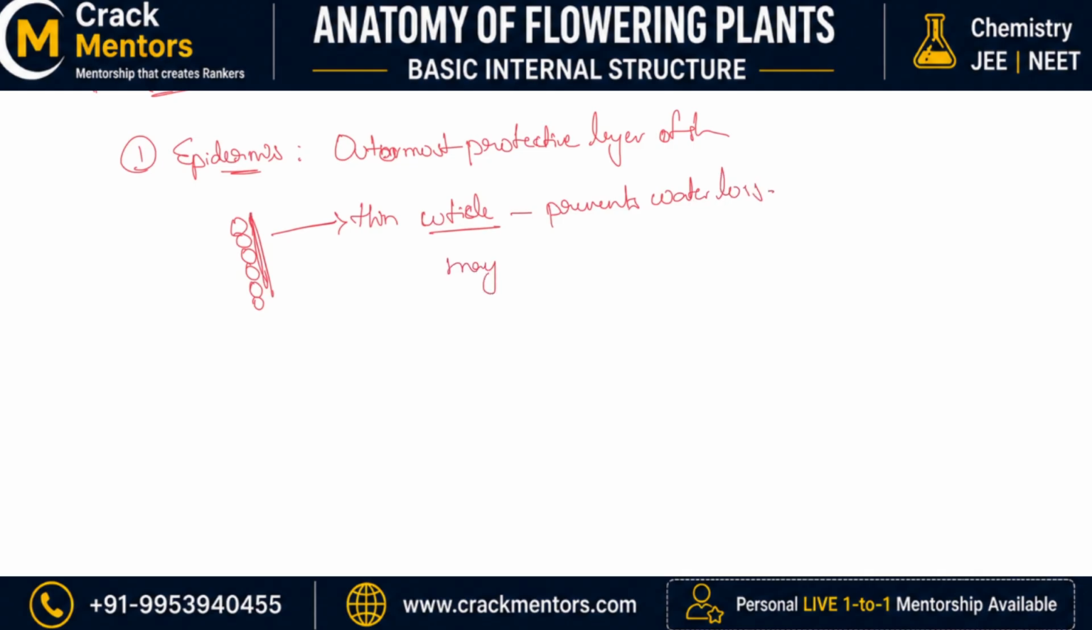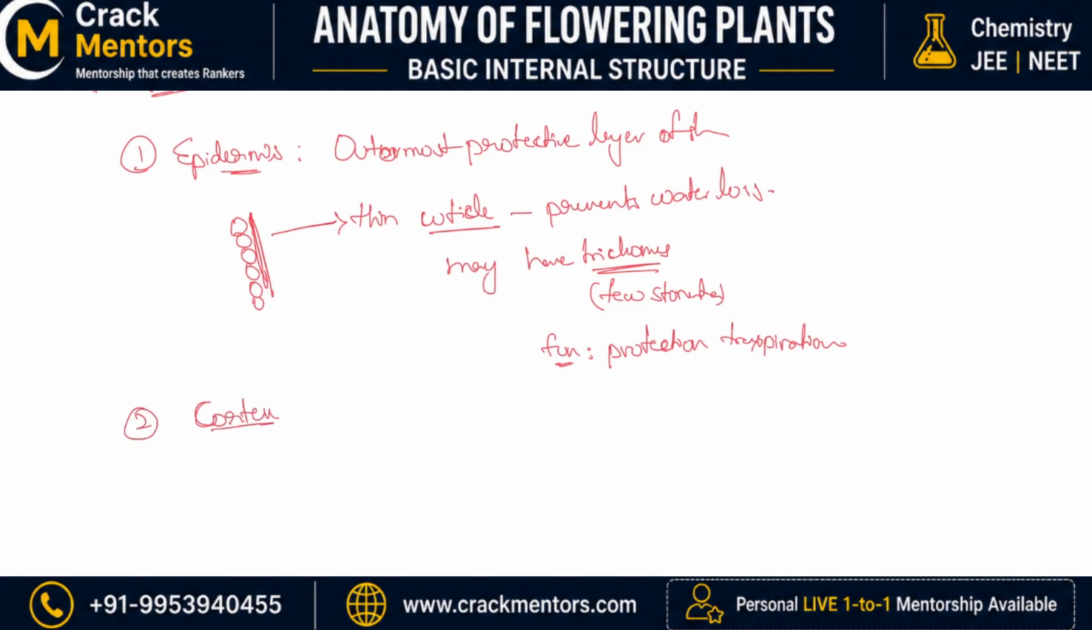Okay. Sometimes the epidermis of the stem may have trichomes also. What do these trichomes do? Trichomes are hair-like structures. Some of the trichomes have stomata. Their major functions are secretion, protection and transpiration. So after the epidermis, the next layer, inner to the epidermis, we have the cortex.